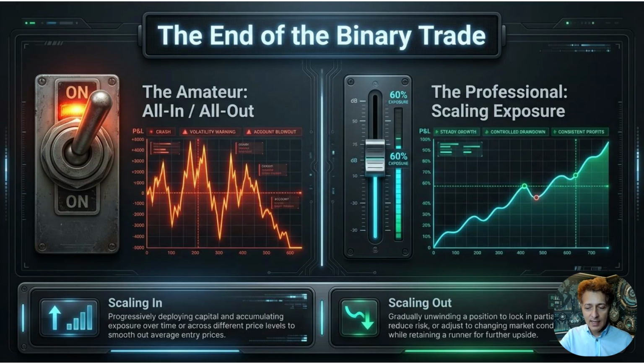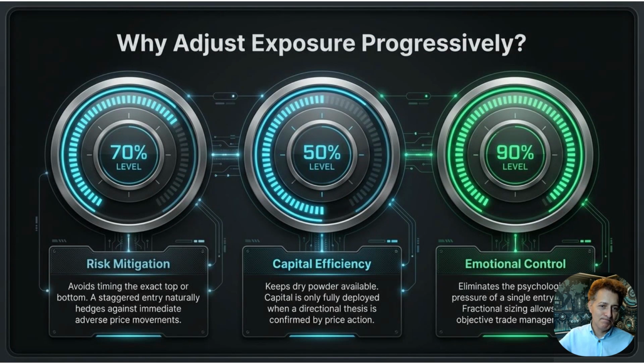So ideally we improve our entries either from a probability point of view or from a price point of view, which reduces risk. And then same thing on the way out, we scale out, which is gradually unwinding a position to lock in partial gains, reduce risk, or adjust to changing market conditions while retaining a runner for further upside. That's the idea. So how can we add in, remove out, knowing that there are multiple option strategies that could be employed: buying a call, buying a put, doing a covered call strategy, doing a collar, doing straddles, strangles, all of those various things.